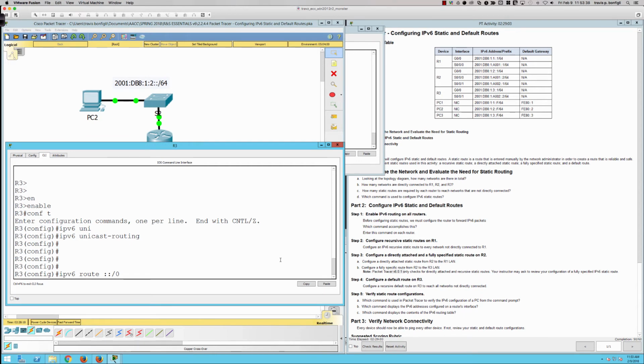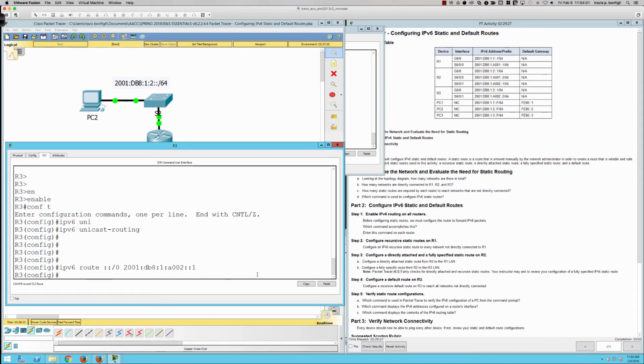So we're going to need that next hop IP here, which is 2001:DB8:1: in between routers 2 and 3, it's A002::1. So that is the recursive default route entry on router 3, and we should get awarded those 10 points, and we do. So let's talk about this.